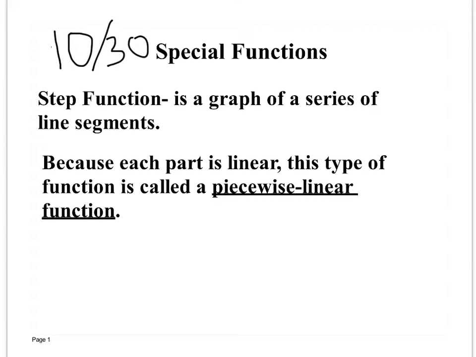Special functions. We're going to talk about a couple special functions today. The first one is what we call a step function. It's a graph which is a series of line segments. Because each part is linear, this type of function is what we call a piecewise linear function. Piecewise meaning it's pieces. It's not just a linear function like this. Instead, it's going to look like this. It looks like steps.